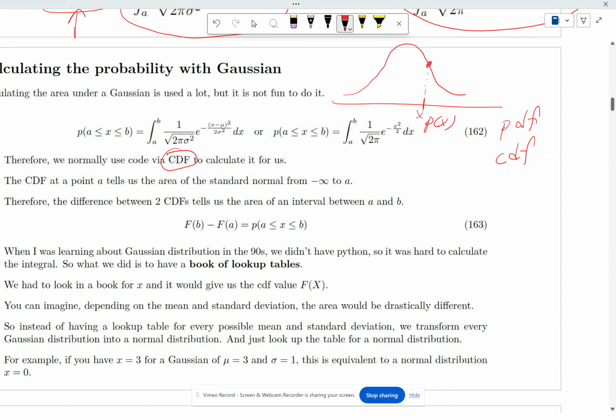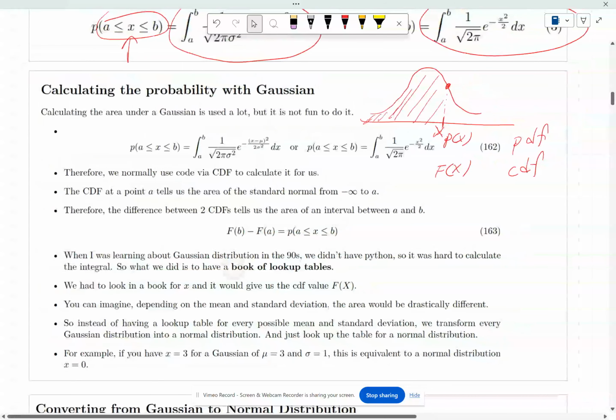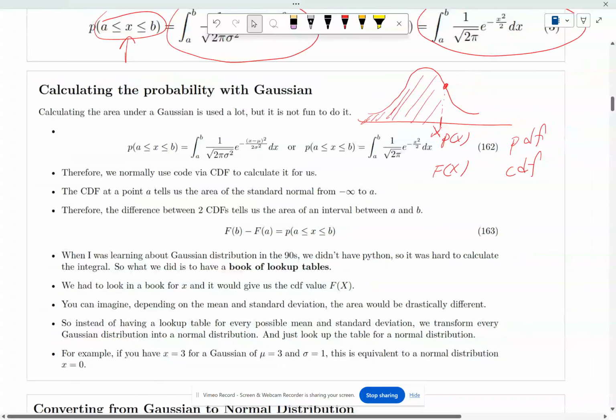However, CDF, when you put an X value in right here, it gives you the area all the way till X. So CDF is often used in place of integral. Instead of calculating the integral like this, you just plug in the CDF if you're trying to find the probability.